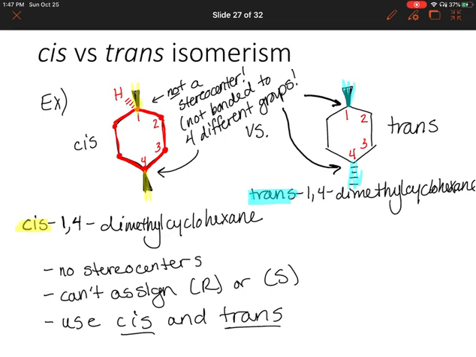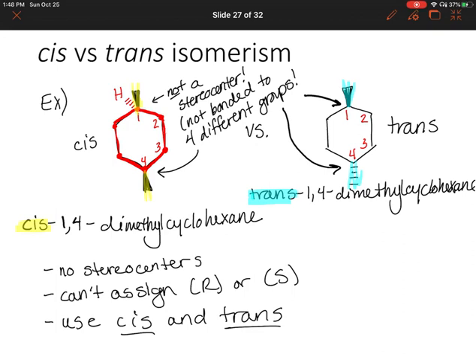Okay, so let's think about, are they constitutional isomers? So remember, constitutional isomers have the same molecular formula, but they're connected in different ways. But looking at these 2 molecules, everything is connected in the same way. We have a methyl group at carbon 1, a methyl group at carbon 4, and a 6-membered ring. So there's really no difference in the connectivity there. So that just leaves us with enantiomers versus diastereomers.